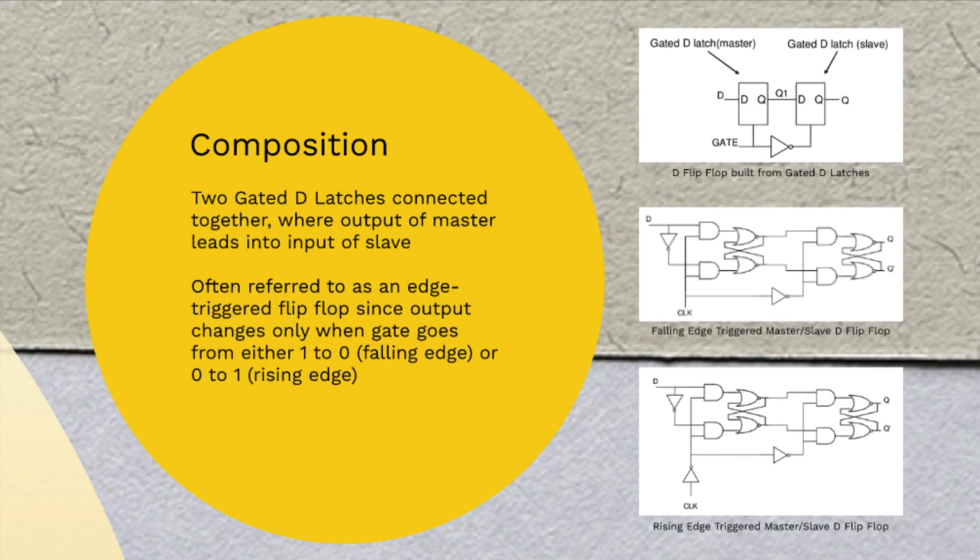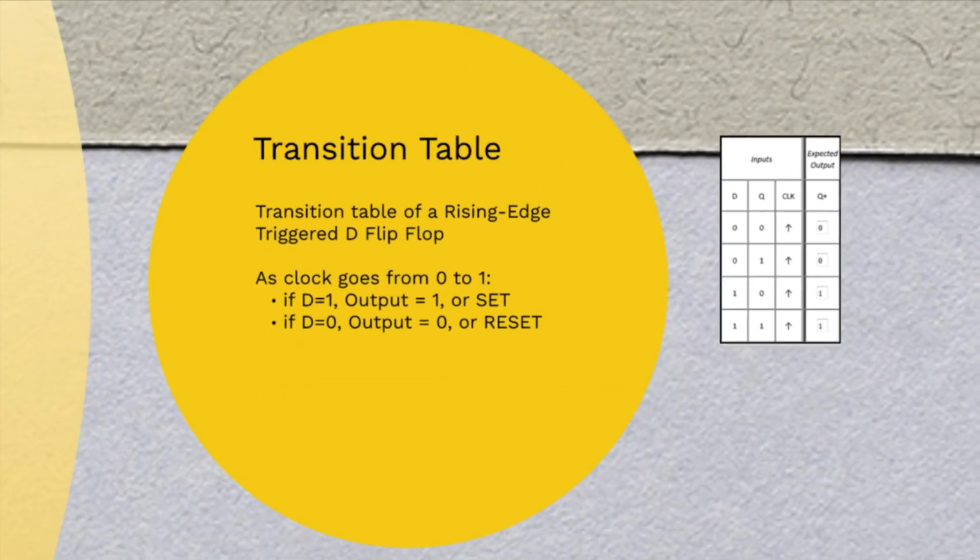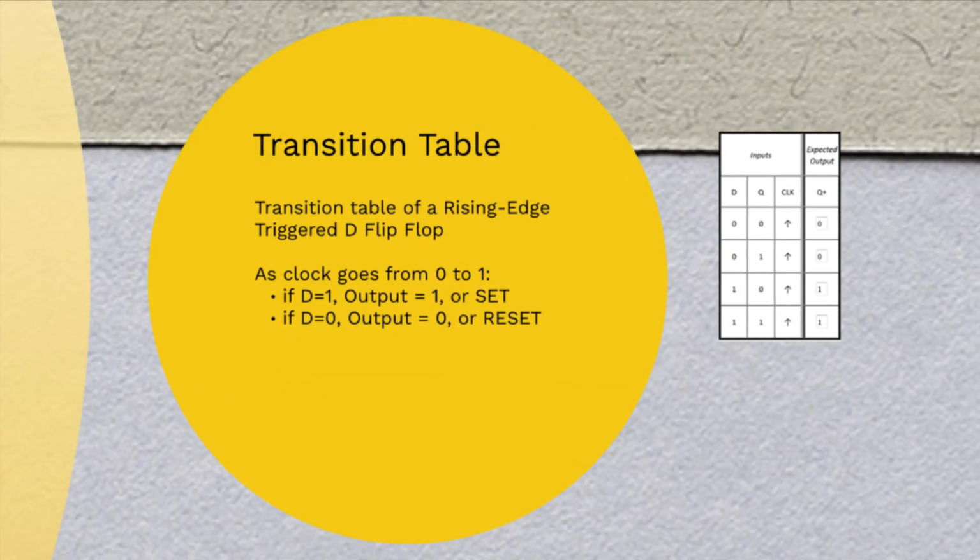Further, the gate is usually referred to as a clock to signify that it usually rises and falls in a regular, periodic manner. The following transition table shows the expected output of a rising edge-triggered D flip-flop. When the clock goes from 0 to 1, if D is 0, the output will remain at or be reset to 0, and if D is 1, when the clock goes from 0 to 1, the output will either remain at or be set to 1.